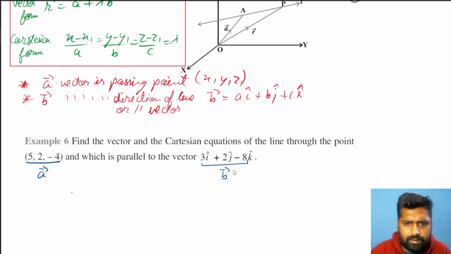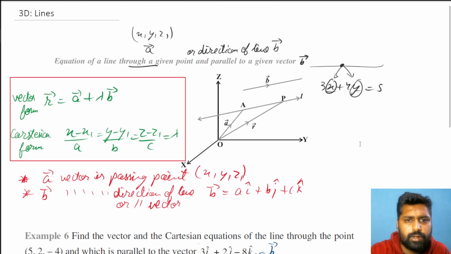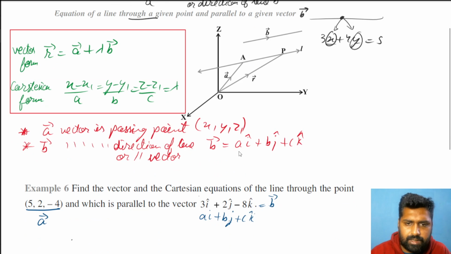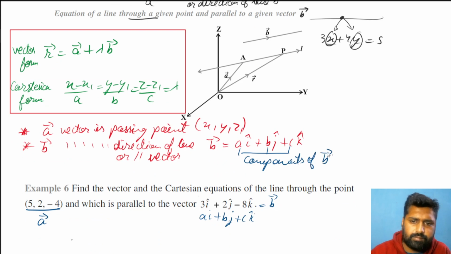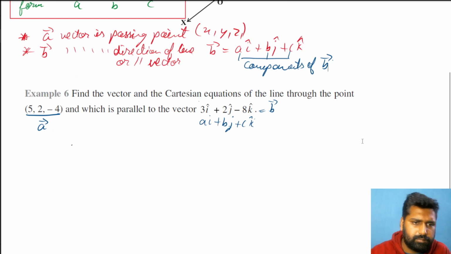Okay. So this is your B vector, but B vector is A i, B j, C k. What are A, B, C? Components of your B vector. You can learn it like this also. What are A, B, C? A, B, C are components of B vector. All right. Now we have A, we have B.